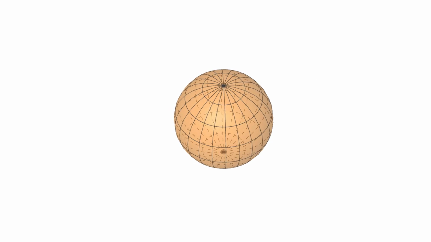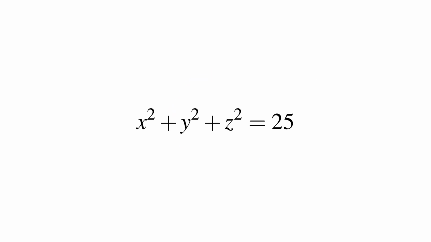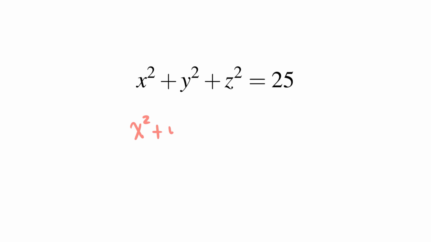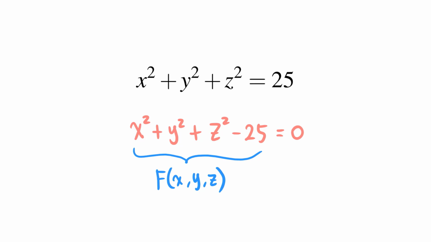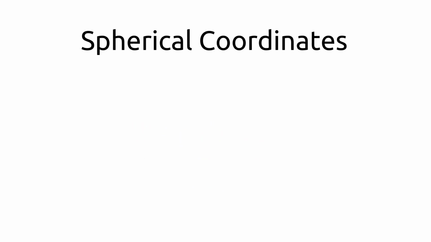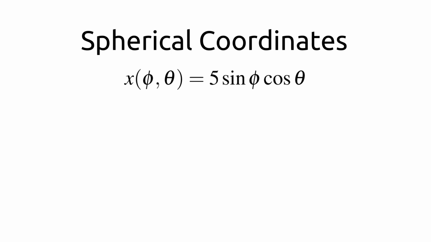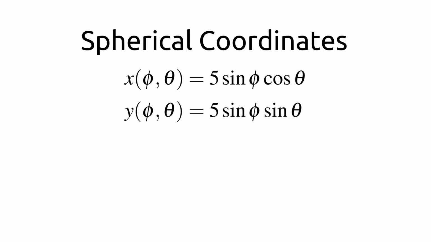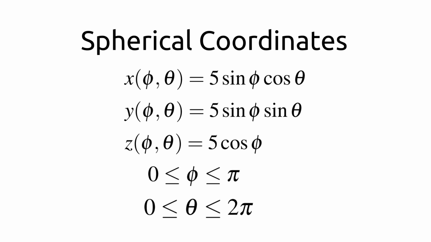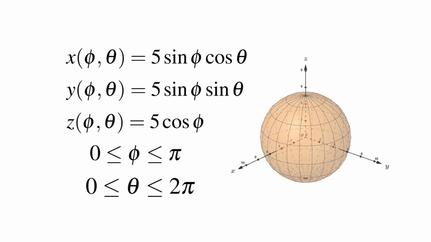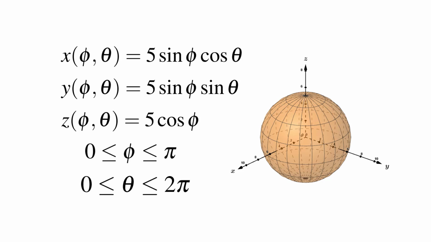How about a sphere? Say x squared plus y squared plus z squared equals 25, which is given in the form of f(x, y, z) equals 0. The easiest way is to use spherical coordinates. That is, by letting x be rho sine phi cosine theta, y be rho sine phi sine theta, and z be rho cosine phi. With the parameter domains, we get the whole sphere centered at the origin, with radius 5.